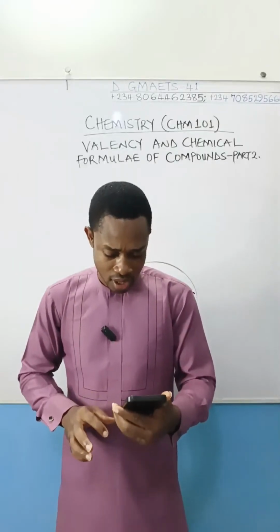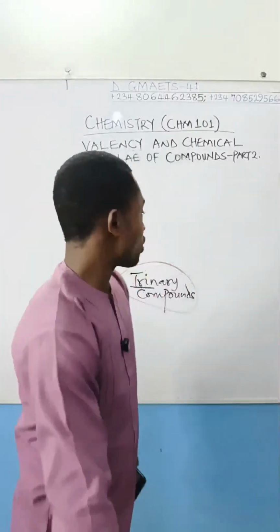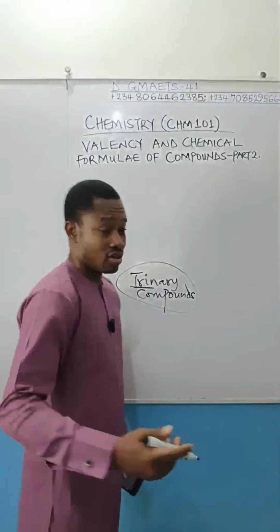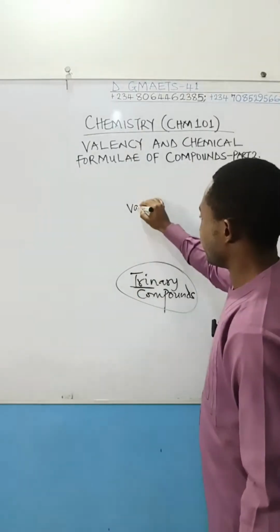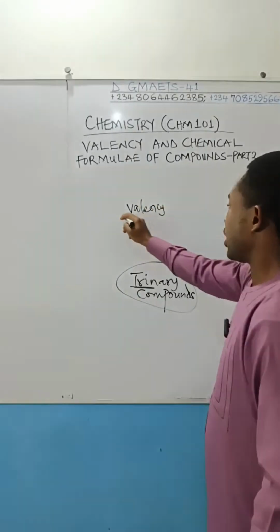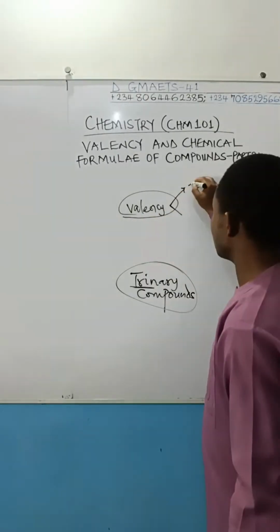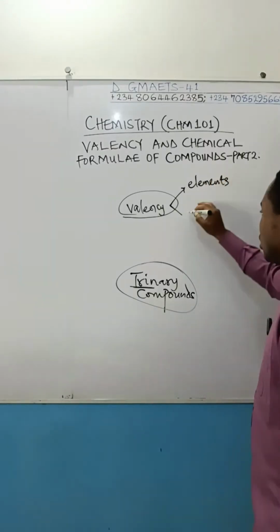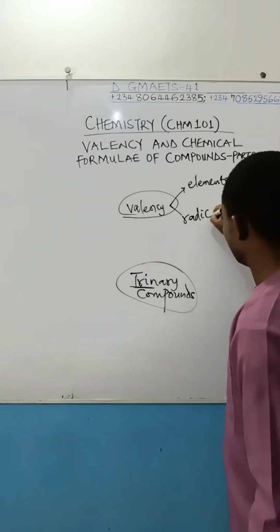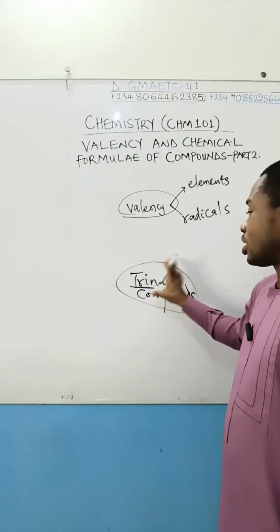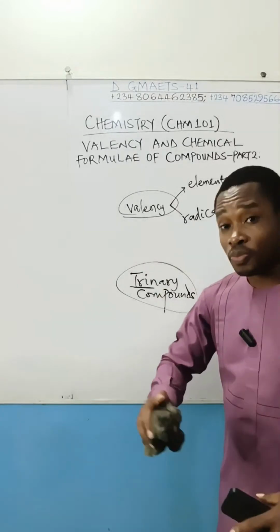Is that okay? So we're going to move on to deal with how we can write correct chemical formula of a compound. But the secret, like I said, you want to always remember, valence electron has already given us the secret into valency. Valency, very important. So you want to know valency of elements, and then valency of radicals, to be able to write correct chemical formula of trinary compounds. Once you know valency of elements and valency of radicals, the problem is solved.